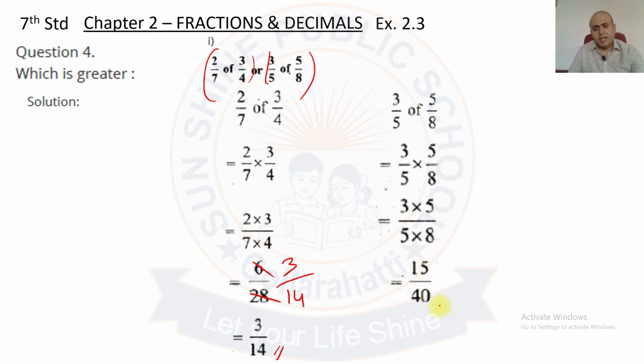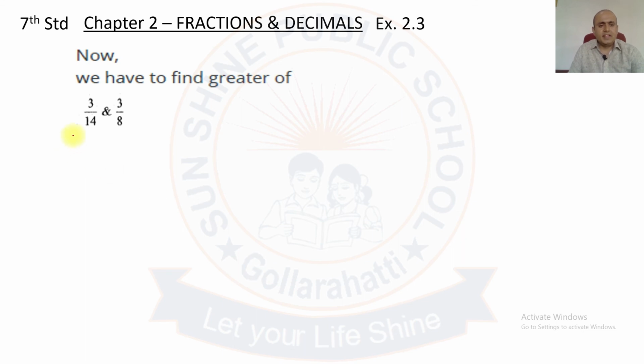And this 15 by 40 we can still divide further by 5, that is 5 3s are 15, 5 8s are 40. Therefore here we get 3 by 8. Therefore 3 by 8 and 3 by 14. In these two numbers we want to say which is greater. So let us take 3 by 14 and 3 by 8.